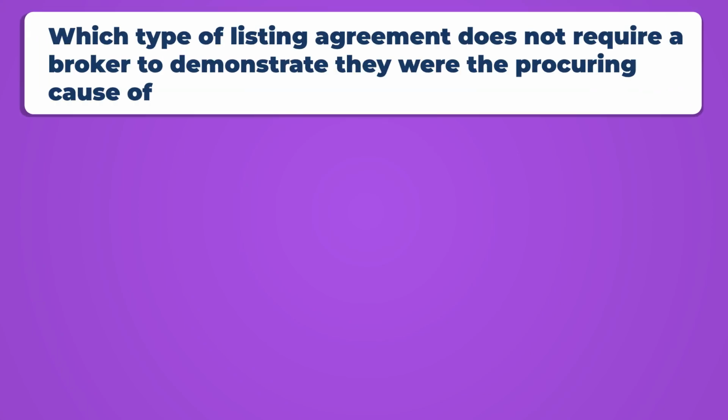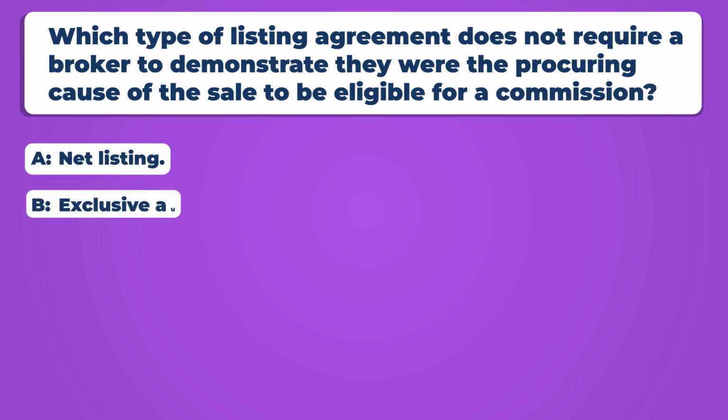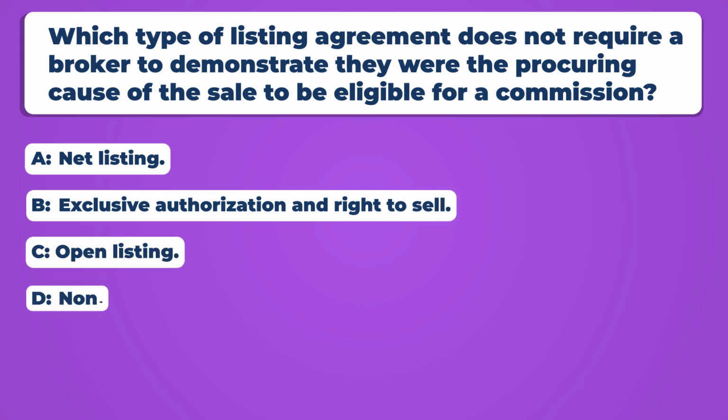And an extra one: which type of listing agreement does not require a broker to demonstrate they were the procuring cause of the sale to be eligible for a commission? A. Net listing. B. Exclusive authorization and right to sell. C. Open listing. D. Non-exclusive listing. All right, think about it.